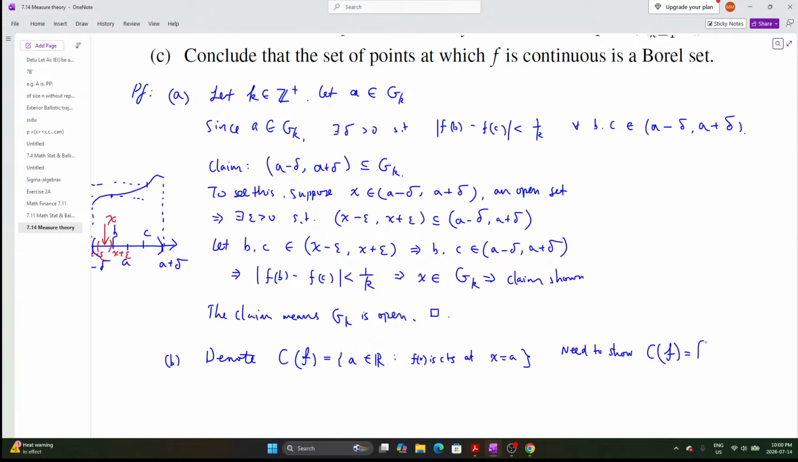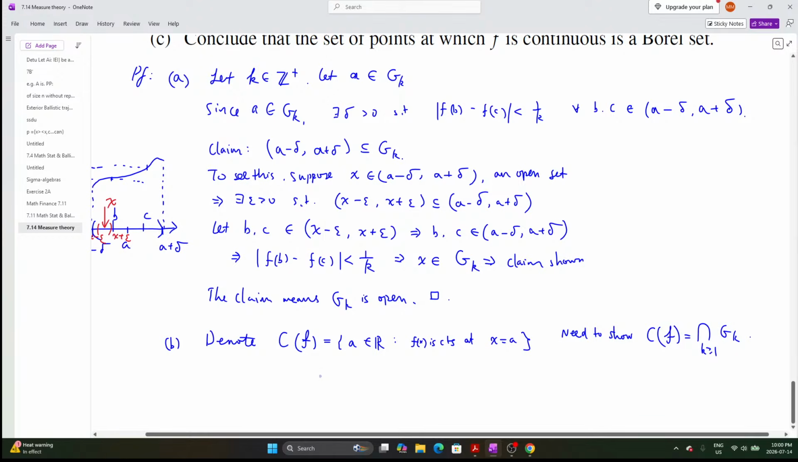CF is the intersection of GK, k greater or equal to 1. So this is what we want. Of course, this amounts to a double containment argument. So let's first show the one direction. Okay, so let a be in CF.